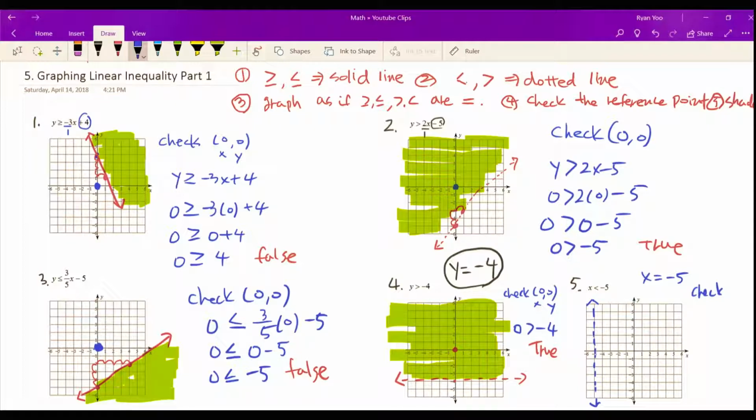Check 0, 0 again. So we have x less than negative 5. Instead of x, we have 0 less than negative 5. We don't need to worry about y because we don't have a value for y. And talk to ourselves: is this true? Is 0 less than negative 5? That's false. 0 is bigger than negative 5. So we check the point 0, 0. It turns out to be false. We do not want to include the 0, 0. We shade away from the false statement. So this is going to be our answer.